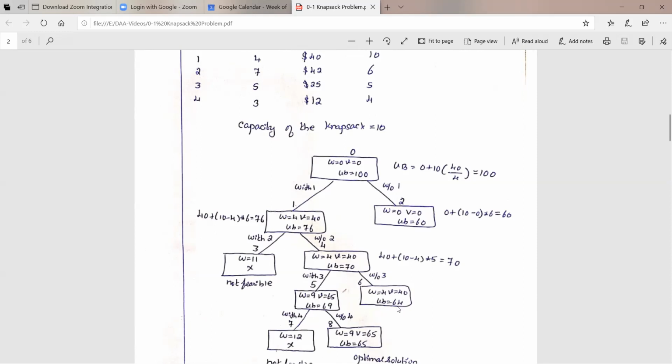If you are considering this, the upper bound value will be 64. Out of this, we have to take the upper bound value 69, because this is the highest value. Okay, now this is the third object. Now we have to consider the fourth object.